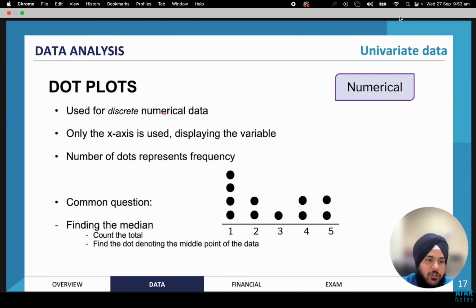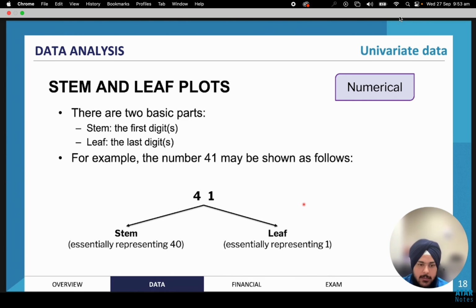So it's very similar to categorical variables, but we also use it for numerical variables as well. And again, the number of dots will usually represent the frequency. What these will be really good for is actually estimating the median. So median, we will come back to that a bit later on, but it's just going to be the middle point of the data. So if the data was laid out in an ordered manner, what would be the middle value? So we'll come back to that in a second.